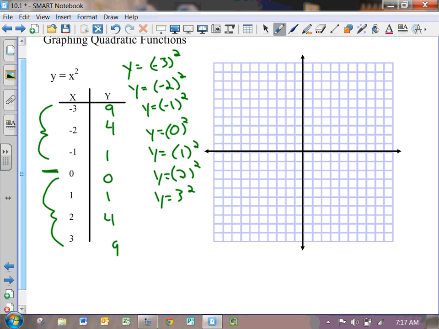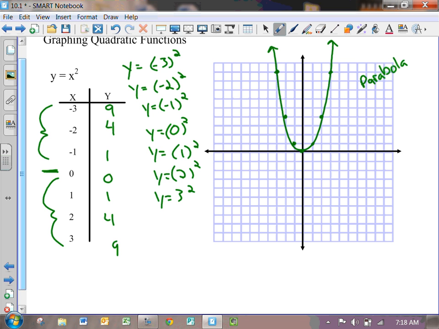So we're going to go ahead and graph these just to make sure we've got our parabola looking right. So -3, so 1, 2, 3, up 9, shown over here. -2, 4 is right there. -1, 1, 0, 0, 1, 1. 2, 4, and then 3, 9. So what you get is this U-shaped kind of graph. Like I said before, it's called a parabola. So that's a parabola.